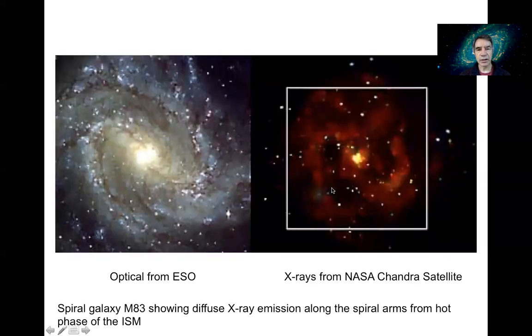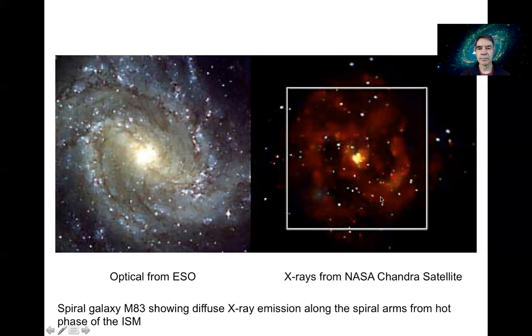So we can see a little bit of that in this picture. This is a comparison of an optical picture of a spiral galaxy on the left with an X-ray picture, again from the Chandra satellite, on the right. Ignore all the little points of light here. What we're interested in is this red glow, which is the extended X-ray emission from the hot gas in this galaxy.